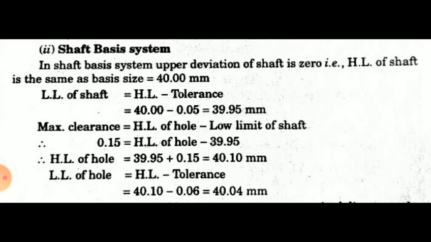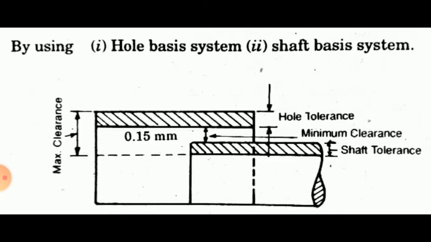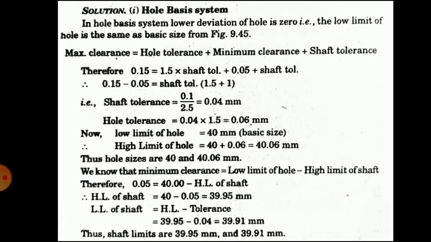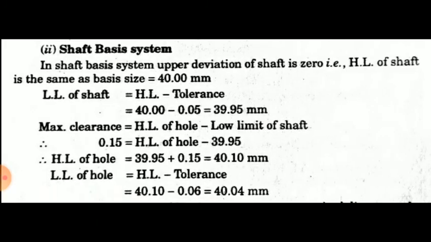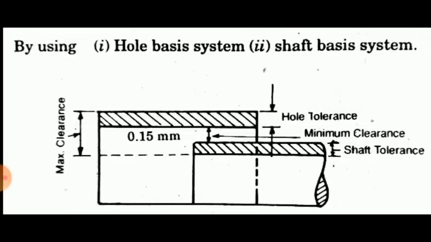Now the shaft basis system. So this was the hole basis system, that is the first case. Second case, it is asked if it is a shaft basis system. Now for the shaft basis system, the upper deviation of the shaft is 0. So the higher limit of the shaft is the same as the basic size, that is 40 mm. So 40 mm size is given.